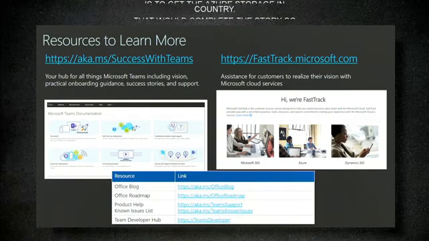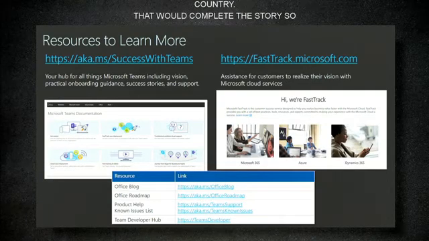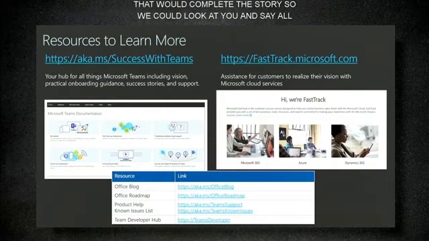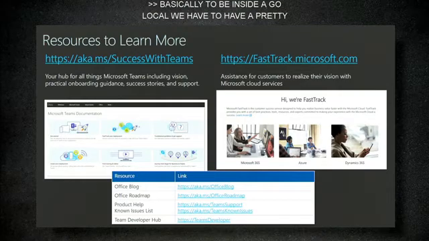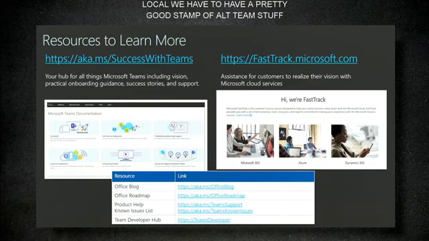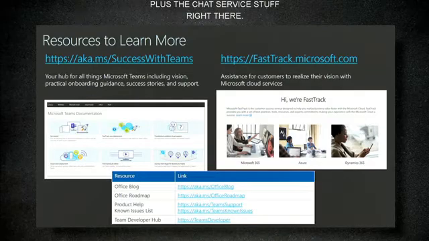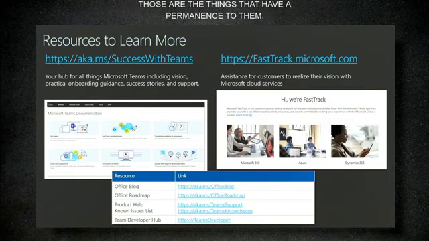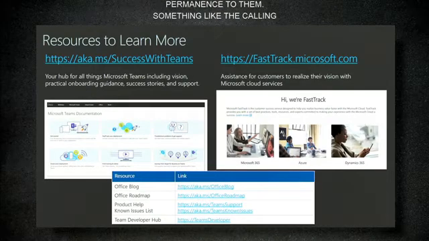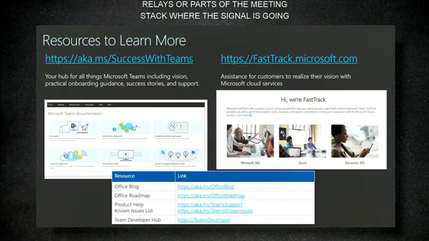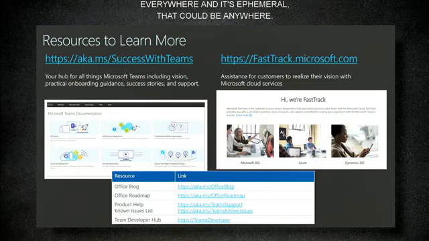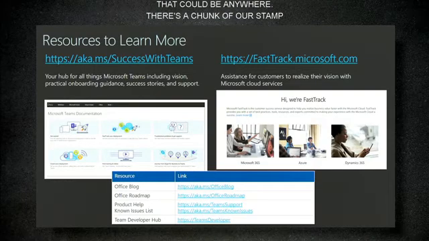And the chat service instance, basically to be inside a Go Local, we have to have a pretty good stamp of all the Teams stuff plus the chat service stuff right there, because those are the things that have a permanence to them. Something like the meeting relay and the calling relays are parts of the meeting stack where the signal's going everywhere anyway and it's ephemeral. That could be anywhere, but there's a chunk of our stamp that has to live in region before we can be there.